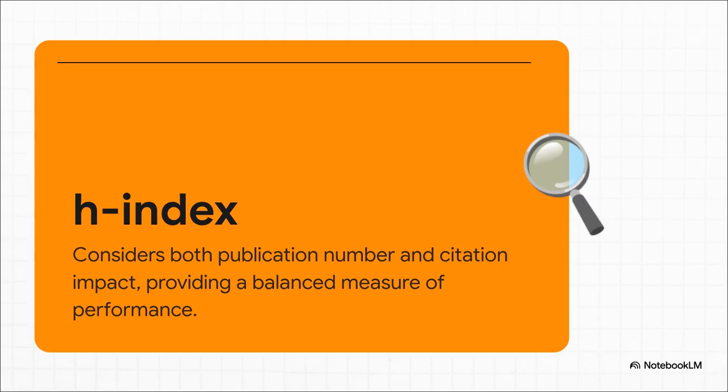So let's talk about that H-index. Now, like we said, it's not perfect, but it is a massive step up from just counting papers. It tries to measure two things at once: productivity, which is the number of papers, and the citation impact of those papers. So, for example, if you have an H-index of 10, it means you've published 10 papers that have each been cited at least 10 times.